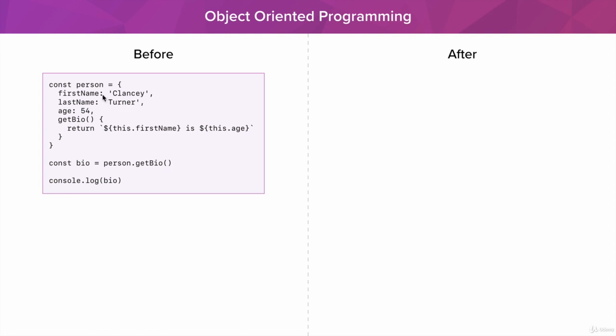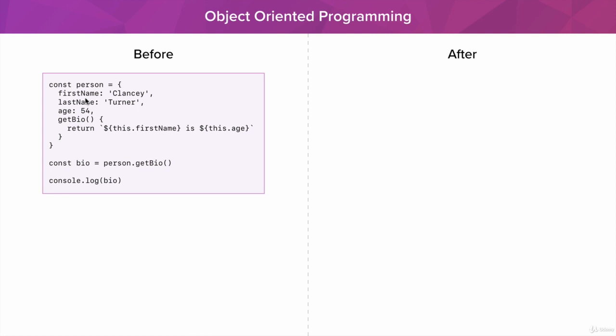Now, after we actually define the person object, down below, we use it. I call getBio on person. This generates that string. I store it in the bio variable and I dump it to the console. All of this should make sense since we've done all of this before.